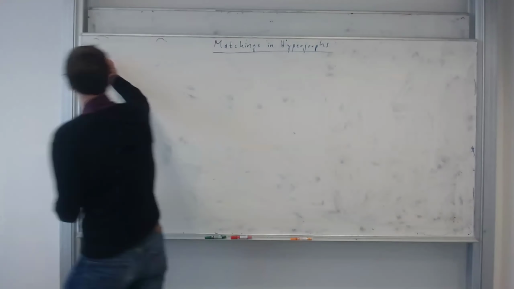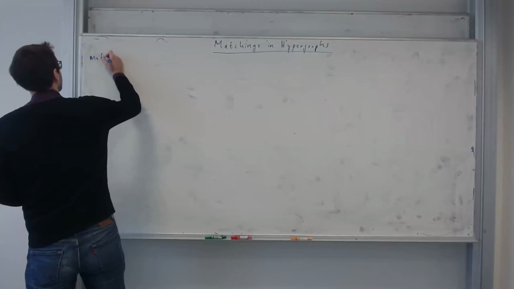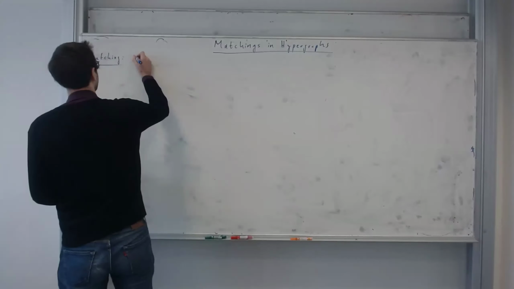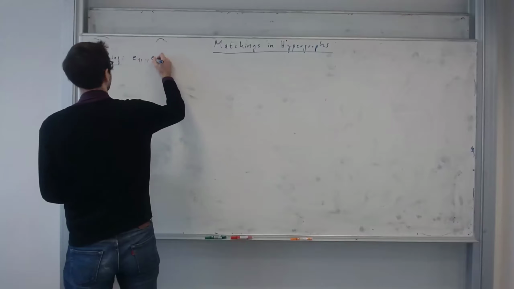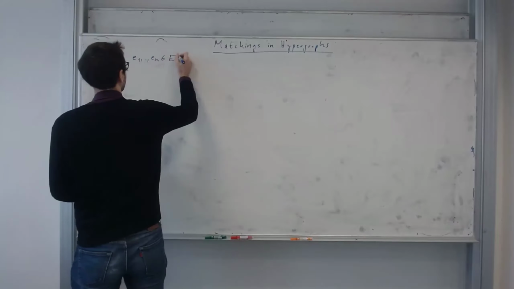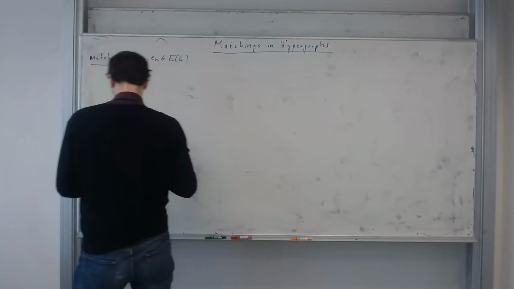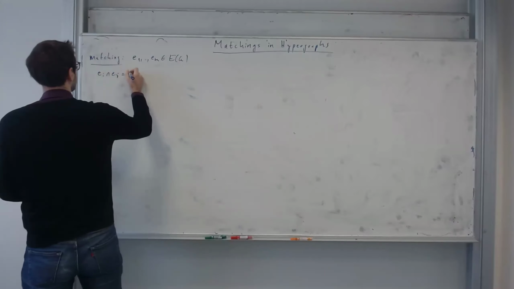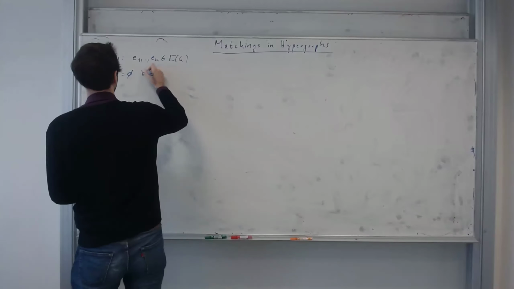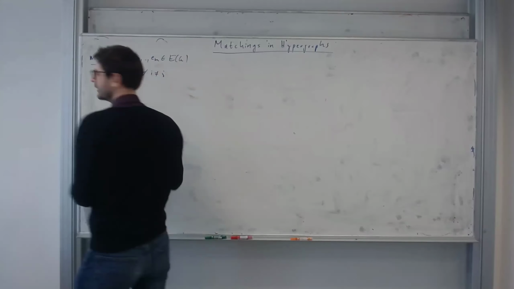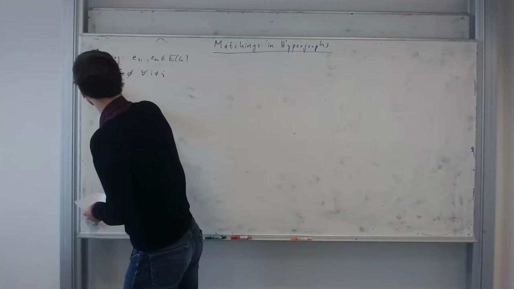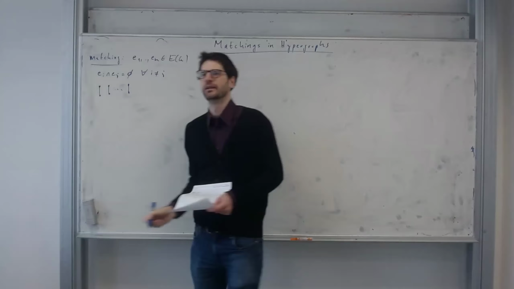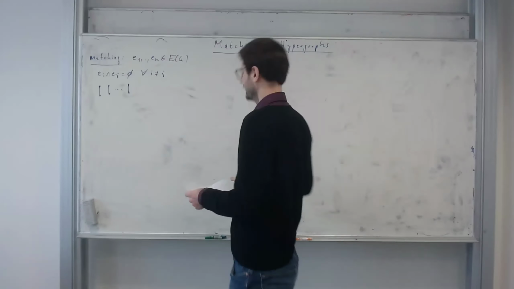So what was a matching? A matching in a graph is just a collection of edges, right? You have edges E1 up to En in some edge set of some graph G, and you want that they are pairwise disjoint. So they don't intersect for all i not equal to j, right? So you have your collection of edges living in some graph, and they don't intersect. Okay, so far that is a matching.